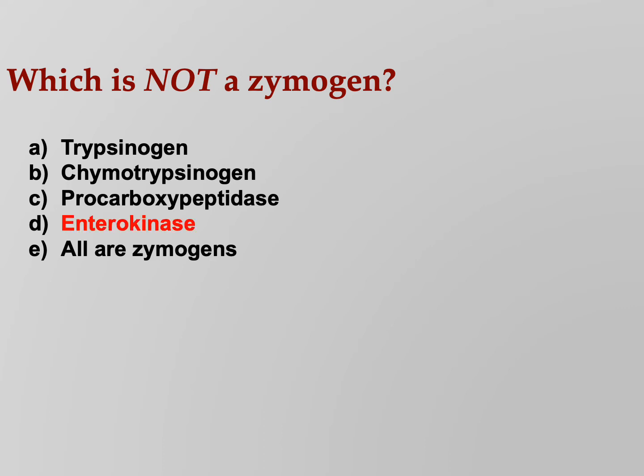Enterokinase is what activated trypsinogen, turned it into trypsin, then trypsin turned the others into their active forms. So enterokinase is just an enzyme, not a zymogen.